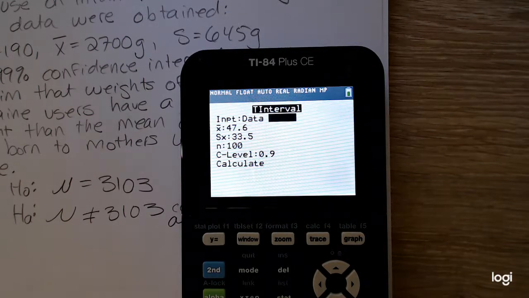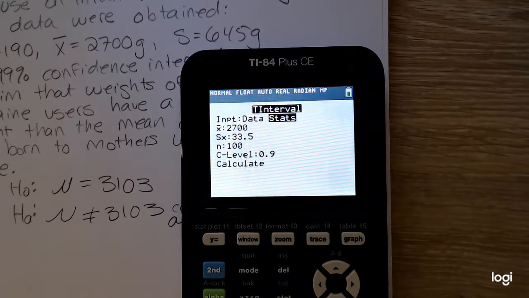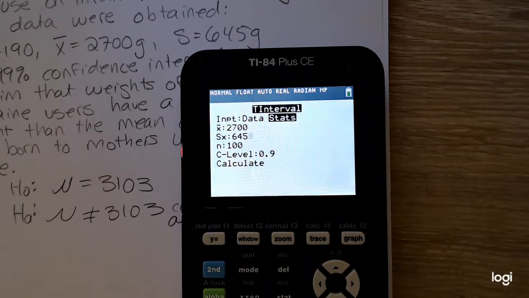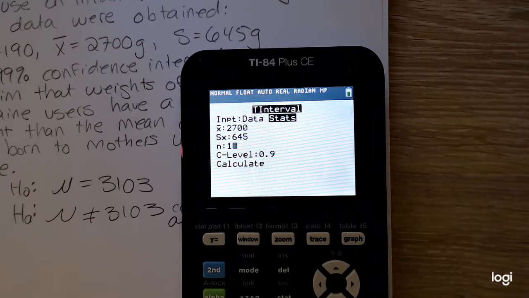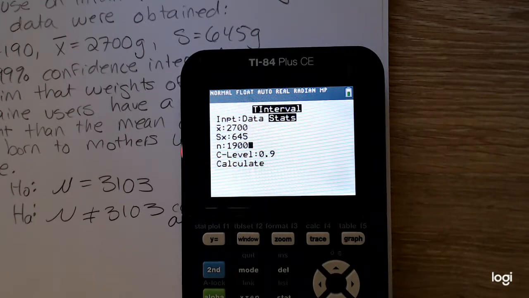We have the summary statistics. The sample mean in this problem was 2,700, and the sample standard deviation was 645. The sample size was 190, and the level of confidence is 0.99.